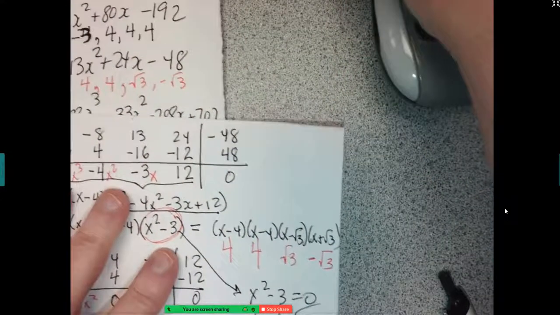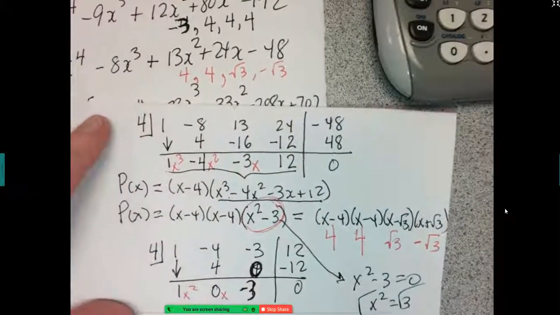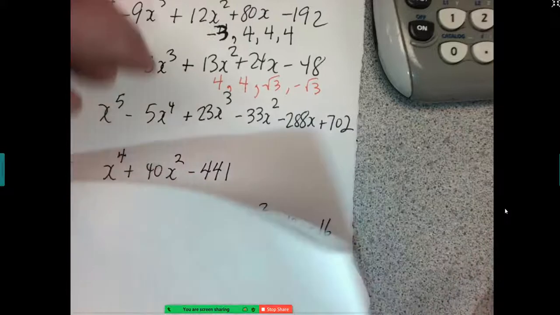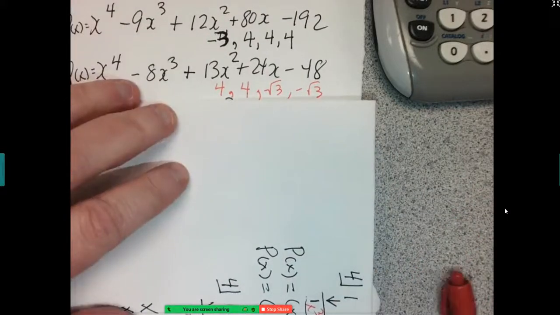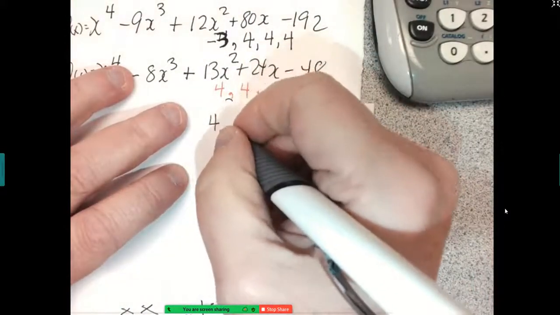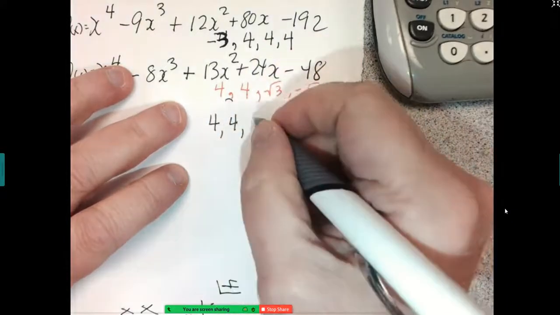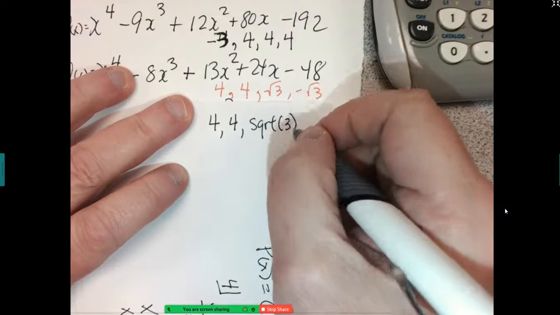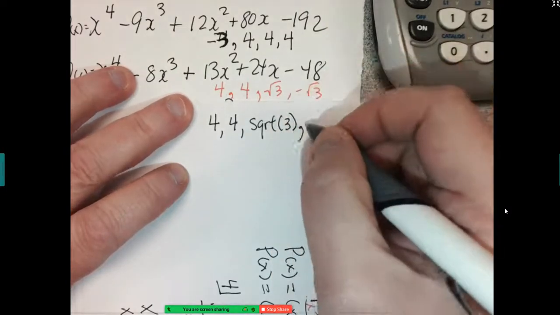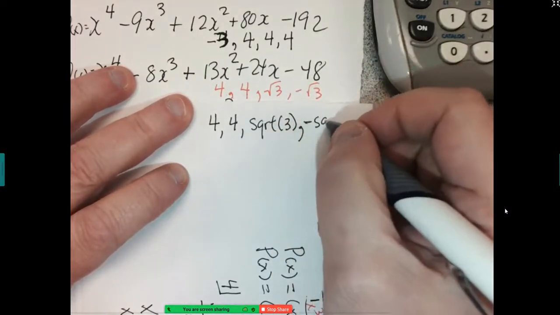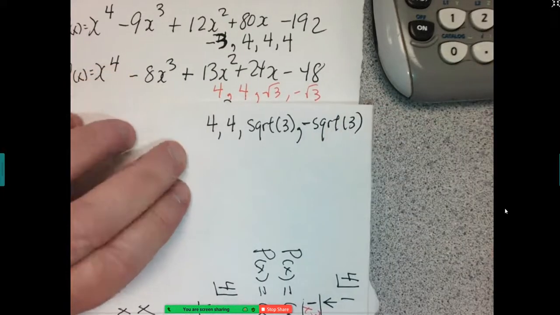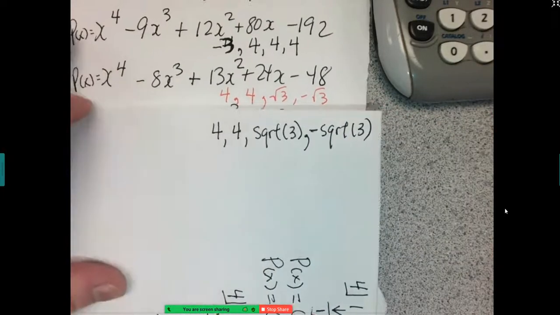WebWork will specifically tell you, do not put a decimal, put an exact answer. Now, how do you write that in WebWork? How would you have typed that in? You would have done 4, comma, 4, comma, then the square root of 3, comma, and then the negative of the square root of 3. So that's how you would write it in WebWork. Okay.